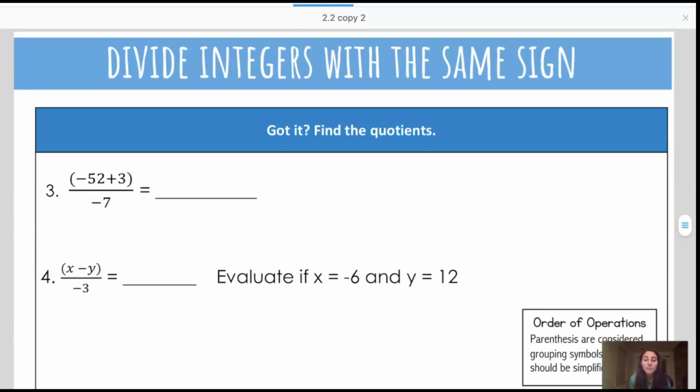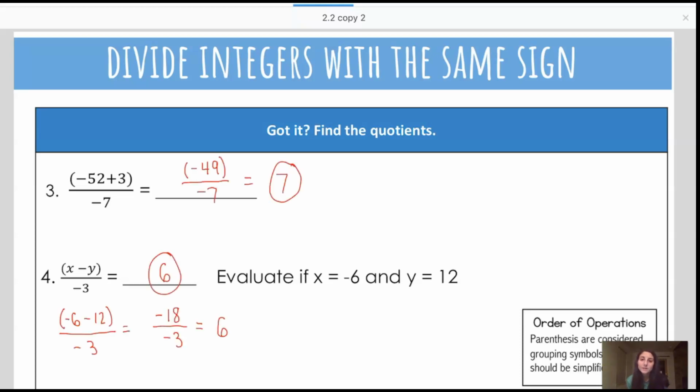Now I want you to try number 3 and number 4 on your own. So pause the video, give it a try, and then you're going to check your answers with mine. Okay, take a moment to check your work and your answers with mine, and if you need to, pause the video and then hit play when you're ready.